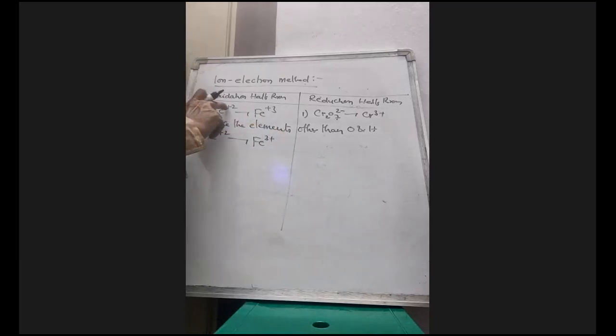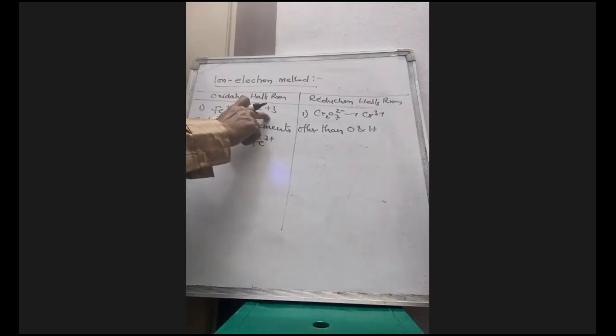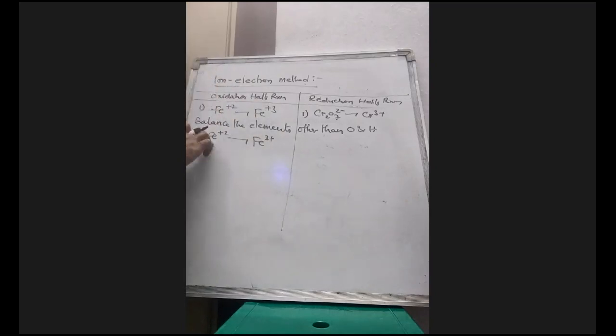Here, don't get confused. The plus 2 and plus 3 correspond to charges. It is not the number of iron atoms present. Here, only one iron is present, as there is no subscript here. Here also there is no subscript. That's why it is assumed to be 1. So here one iron is there, and here also only one iron is there.